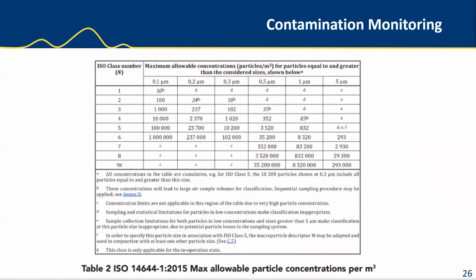Semiconductor cleanrooms are typically ISO 1 to ISO 5, based on the risk of contamination to the process and the type of processes being carried out. The more sensitive processes typically have lower ISO class numbers, with ISO 1 being the cleanest environment, with only 10 particles allowed per cubic meter at a size of 0.1 microns. So that's an extremely clean area.